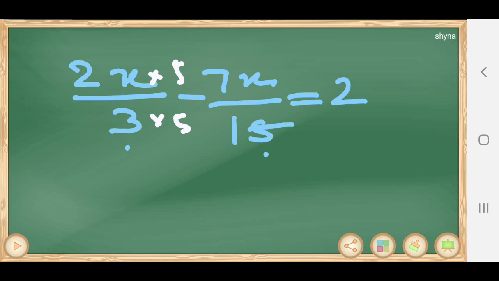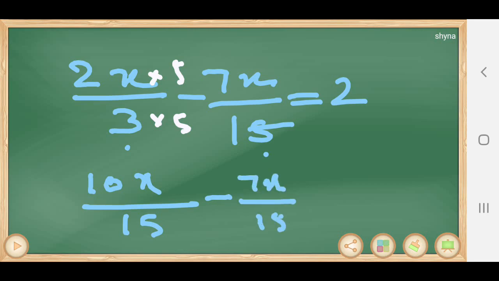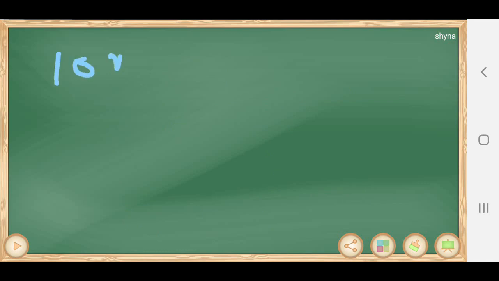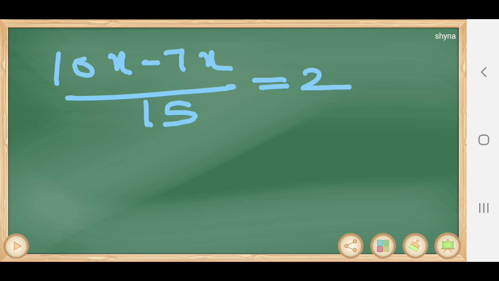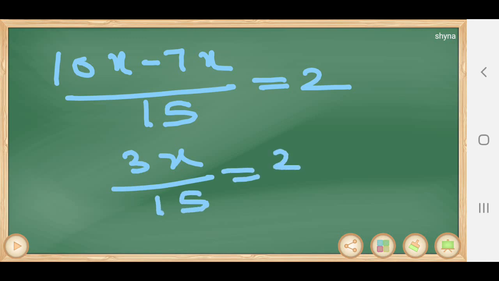While multiplying the denominator, you should multiply the numerator. Then 2x into 5. What is 2x into 5? 10x by 3 into 5, 15, minus 7x by 15 equal to 2. Now we got 10x by 15 minus 7x by 15 equal to 2. Yes, now there is the same denominator. Then you can write 10x minus 7x by 15 equal to 2. What is 10x minus 7x? 3x. 3x by 15 equal to 2.